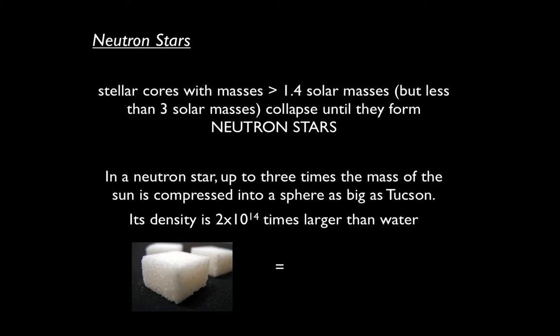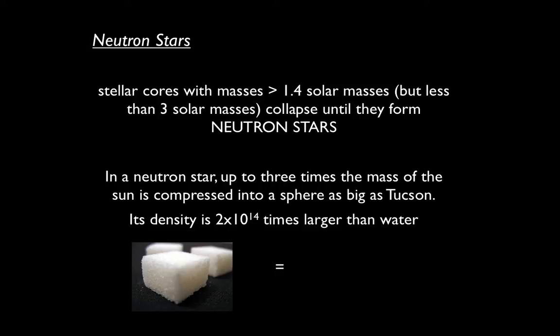For stellar cores with masses greater than 1.4 solar masses but less than 3, these stellar cores collapse until they form neutron stars. For a neutron star that's up to 3 times the mass of the Sun, you compress that into a sphere that's only as big as Tucson. The density of a neutron star is 2 times 10 to the 14 times larger than water.